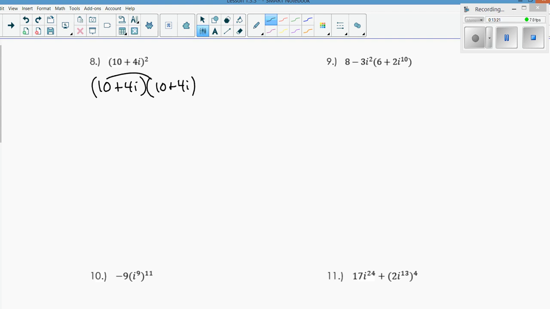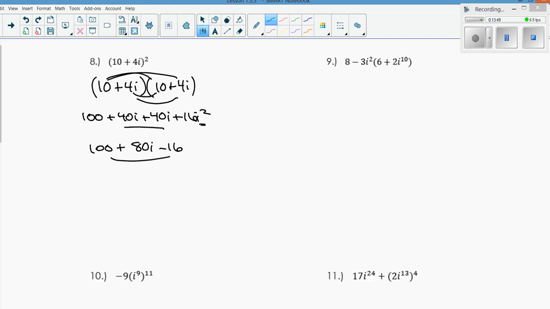So 10 times 10, 100. 10 times 4i is 40i. This gives me another 40i. And this gives me plus 16i squared. So it looks pretty much like the first 4 problems we did. These two give me 80i. Bring down my 100. i squared is negative 1 times positive 16 gives me negative 16. These are like terms. So that gives me 84 plus 80i. And that's my real plus imaginary. Okay, same thing as what we did on the front side, just a little bit different way to write it.